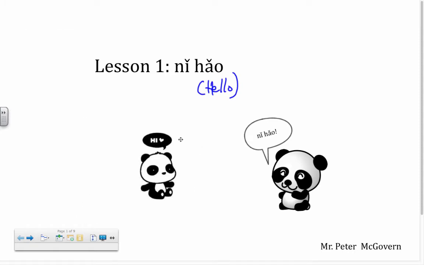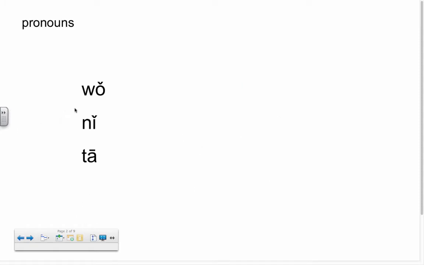So let's go ahead and get started. Let's start with the pronouns. Pronouns, if you don't know what they are, it's not a big deal, like the I, you, he. So we have 我, which means I. 你, which means you. And 他, which means he, she, and it.